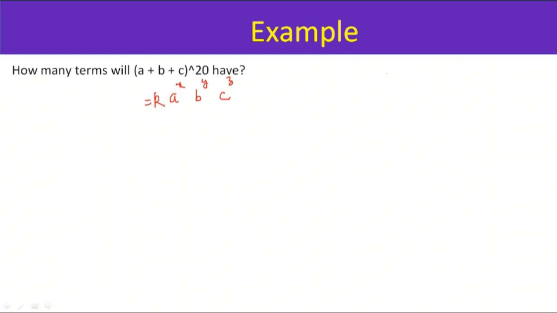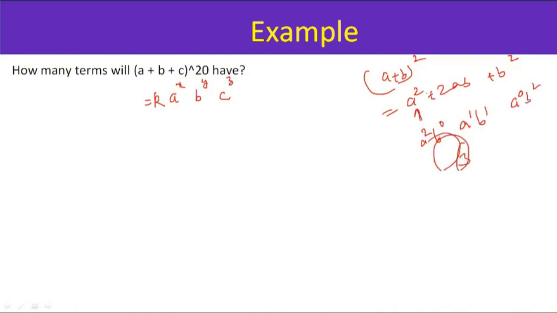For example, let's take one example, (A + B) whole square. What is this? A squared plus 2AB plus B squared. So this is nothing but A to the power 2 into B to the power 0, this is A to the power 1, B to the power 1, this is A to the power 0, B to the power 2. So in total, there are 3 terms. But can I say that here also the sum of the powers of A and B has to be equal to 2? Because here it is 2, here it is 2, here it is 1 and 1.